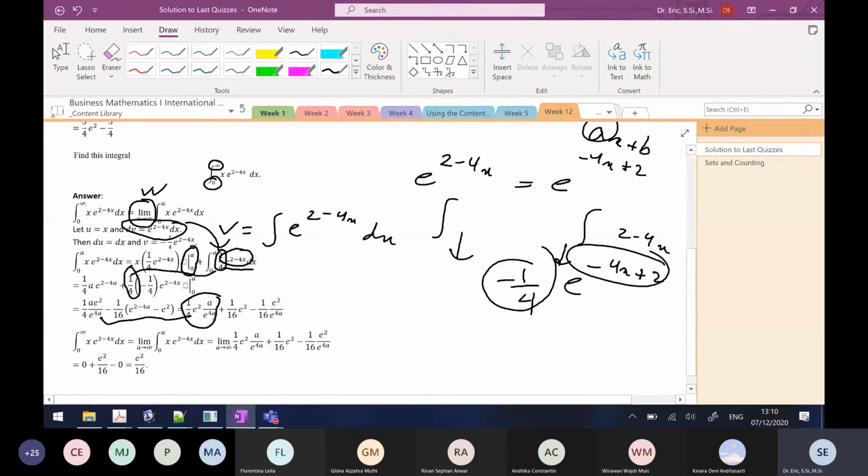Why? When a goes to infinity, it will go to 0. So you have 1 over 4 e to the square 0. Okay, yeah? And this is just a constant. And what about this? This is just a constant divided by e to the power of 4a. And a goes to infinity, so it will go to infinity. 1 over infinity will give you 0. Okay, and that's why we write it down like this.